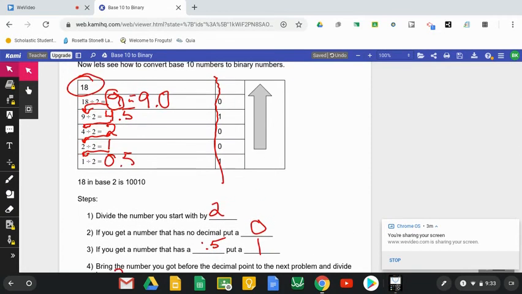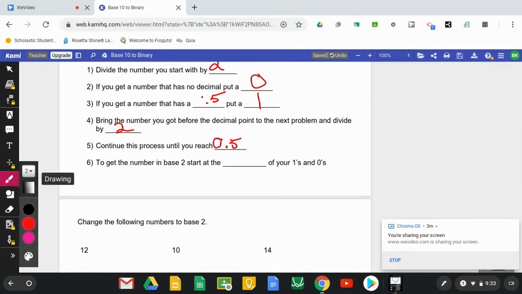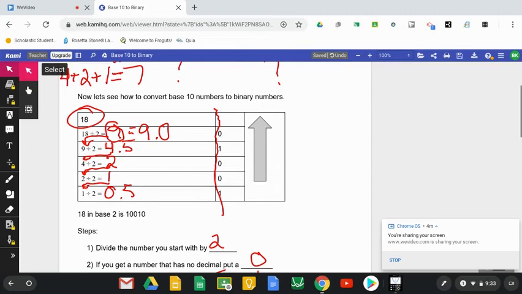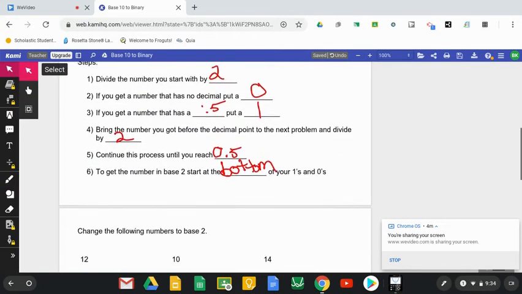Now on the side here, notice how we have 1s and 0s. To get the number in base 2, start at the bottom of your 1s and 0s. So back to the problem, bottom up. I read my number as 1, 0, 0, 1, 0. There it is. So 18 in base 2 is 1, 0, 0, 1, 0. These rules stay the same as we go along.